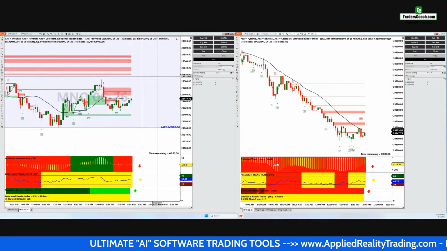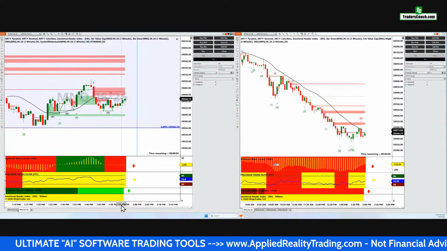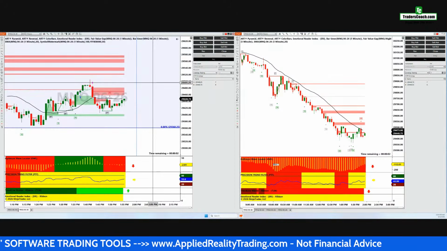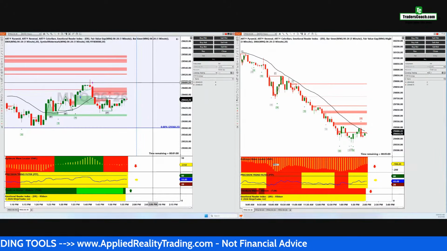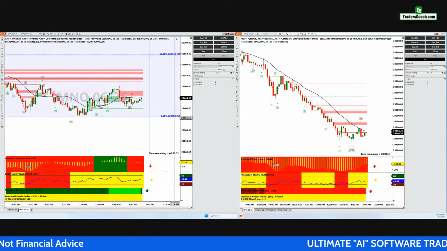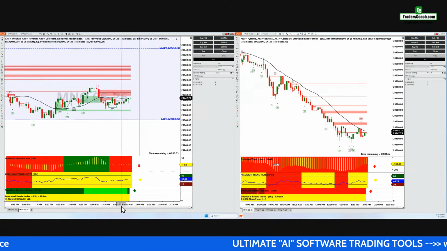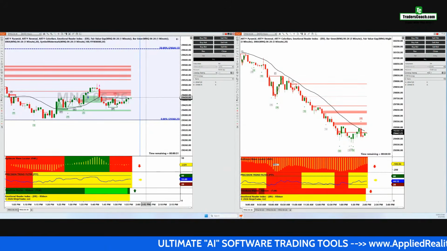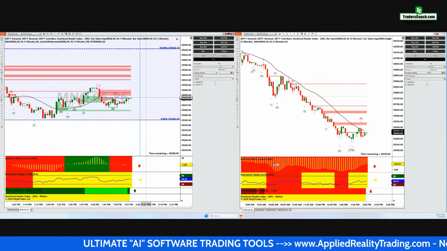But what we're doing here is we're going to learn more and see how these fair value gaps work in a consolidated area, and how easy you can get yourself whipsawed in this area.